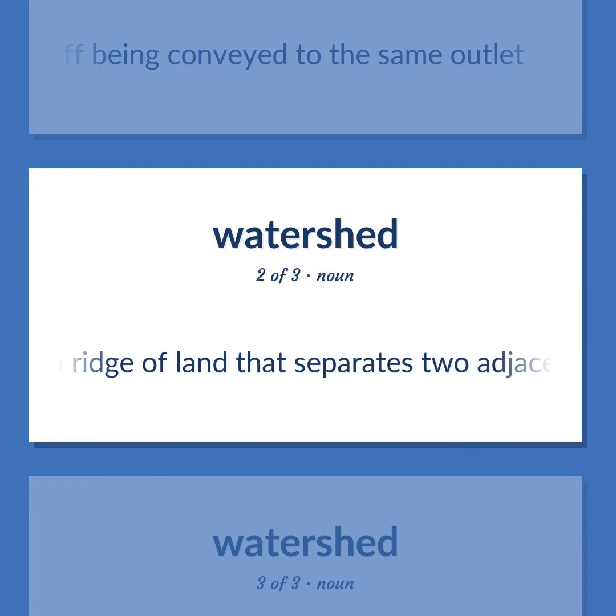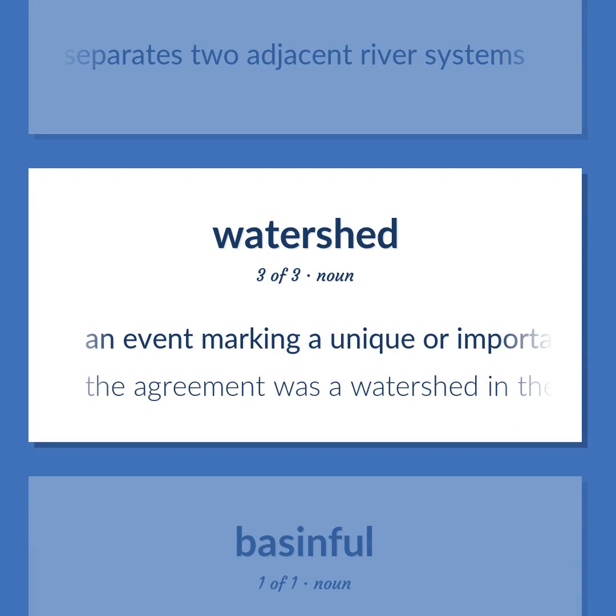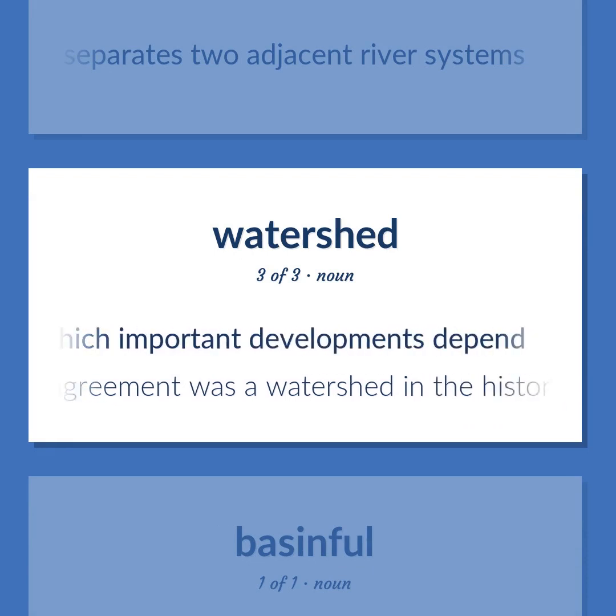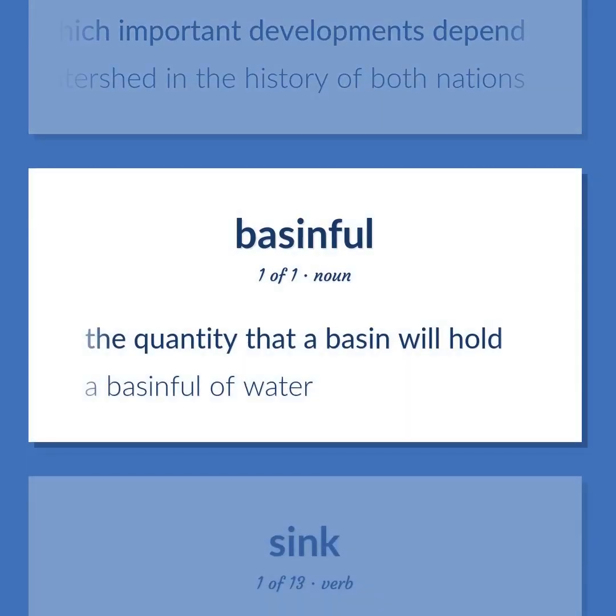A ridge of land that separates two adjacent river systems. An event marking a unique or important historical change of course or one on which important developments depend. The agreement was a watershed in the history of both nations. The quantity that a basin will hold. A basinful of water.